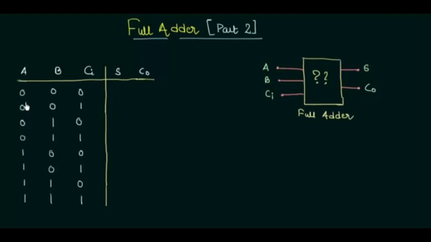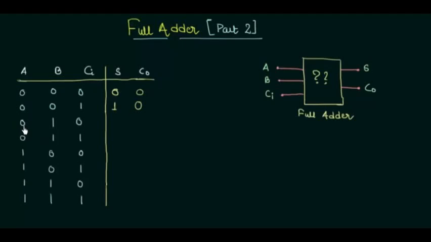So in your first case both A and B are 0 and also the carry input is 0. So the sum is definitely going to be 0, and also there is no carry output, so it is also 0. Now A plus B, 0 plus 0 is 0, and 0 plus 1 is going to be 1, so the sum is 1 and there is no carry generated, so the carry output is 0.